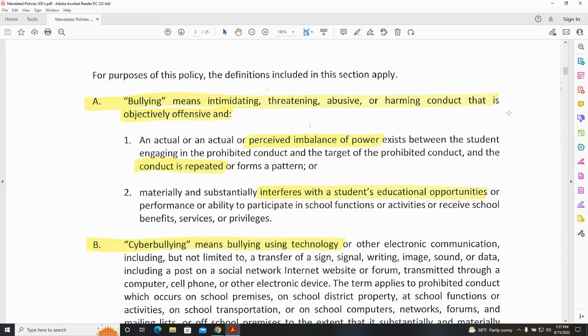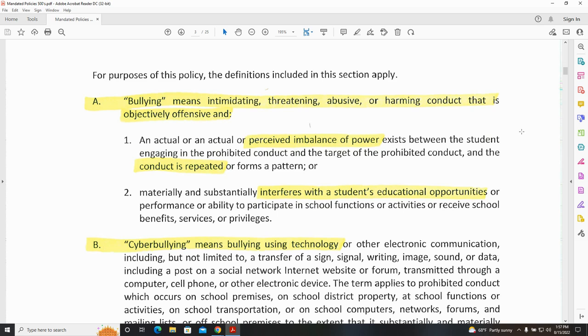Bullying means intimidating, threatening, abusive, or harming conduct that is objectively offensive, and it creates a perceived imbalance of power. So one person is clearly the person in power, and one person is clearly the victim in the scenario. Oftentimes the conduct is repeated or there's some form of pattern. If we have a one time incident, we usually look at that as bad behavior, but then it becomes bullying if it happens repeatedly or if there is a pattern of the behavior.